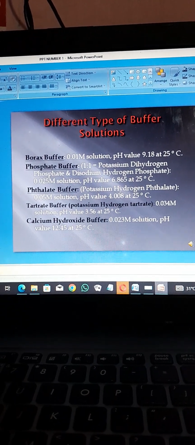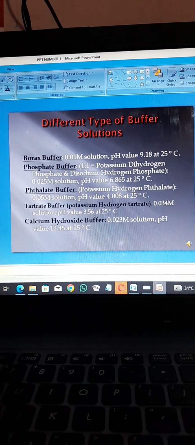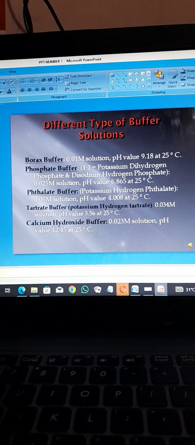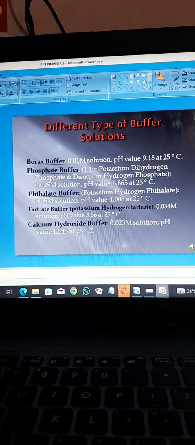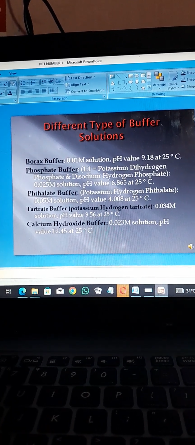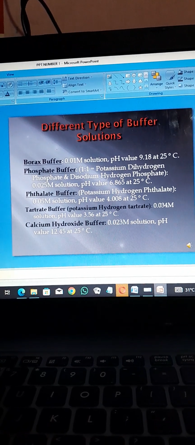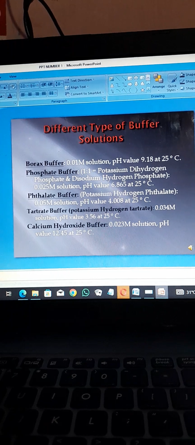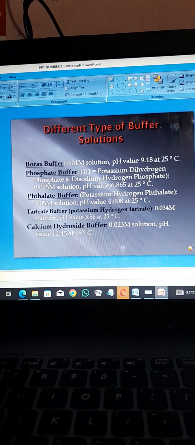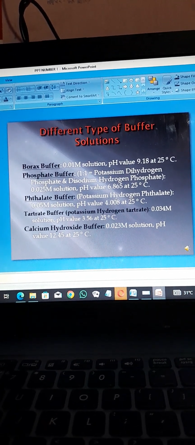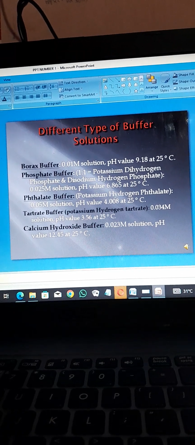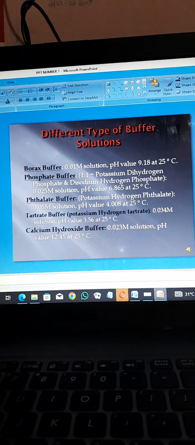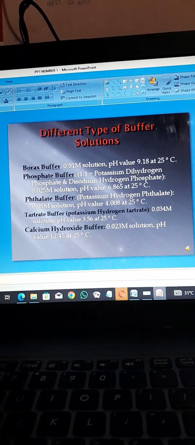Then come to the different types of buffer solution. First is borax buffer, which is a 0.1 molar solution. Its pH value is 9.12 at 25 degrees centigrade. Another one is phosphate buffer, 1:1 potassium dihydrogen phosphate and disodium hydrogen phosphate. And the phthalate buffer, which is pH 4, and the tartrate buffer, which is pH 3.56, and calcium hydroxide buffer, whose value is 12.45.